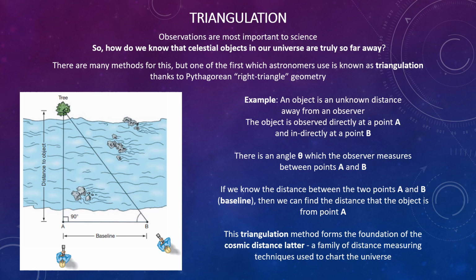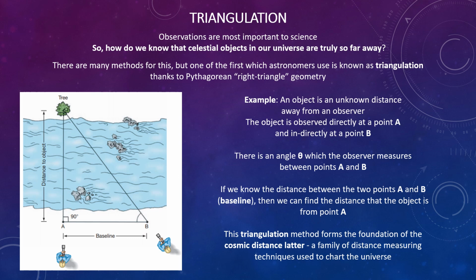And we've been talking about astronomy and how things in astronomy are extremely far away. But how do we know that they're truly far away? So one of the first methods used by early astronomers was triangulation. This was thanks to Pythagoras and his right triangle geometry.